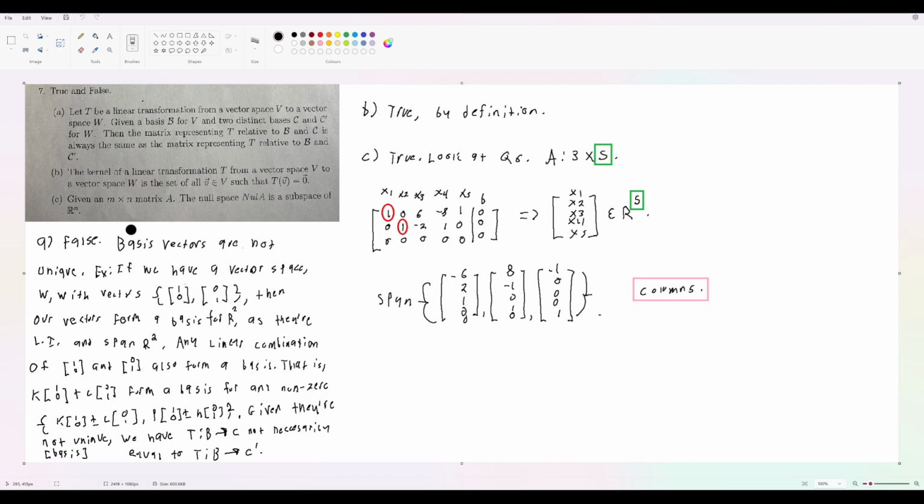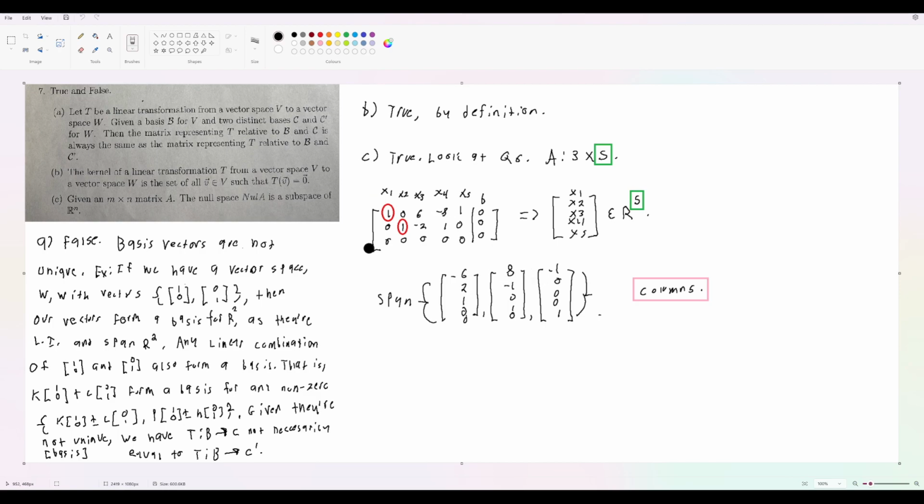So yeah. C, given an M times N matrix A, the null space null A is a subspace of Rn. We can actually just look back to question 6 to see that this is true. We started with a matrix A, which is 3 times 5, right? So we have 3 rows, 5 columns. And we just take the matrix from question 6 over here. We see that we end up with the results of x1, x2, x3, x4, x5. Well, we have 5 pieces. Those are elements of R5, right? So we see that the span as well is also R5.